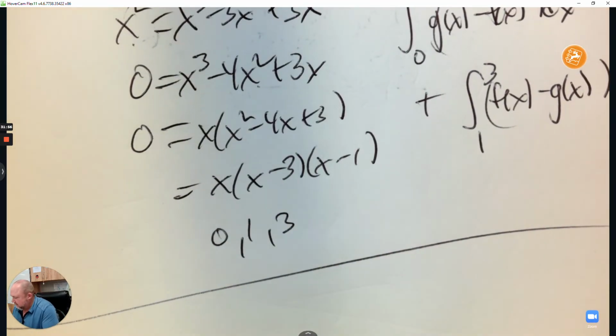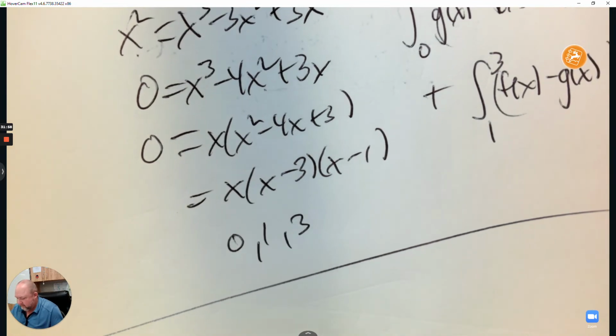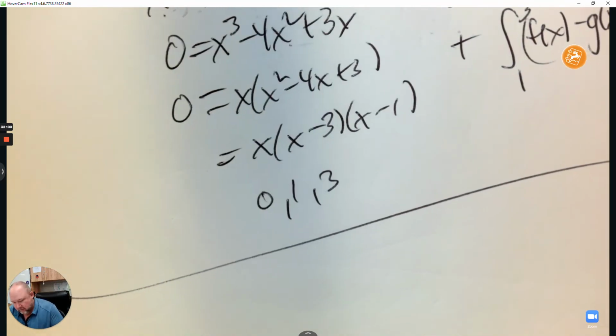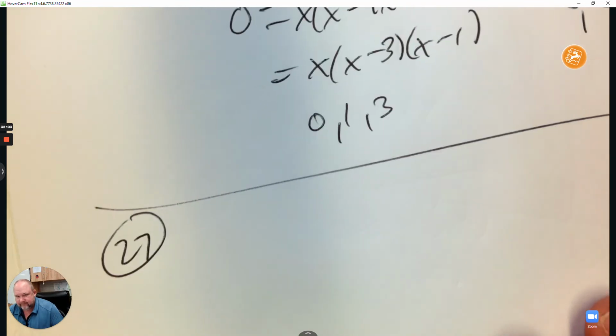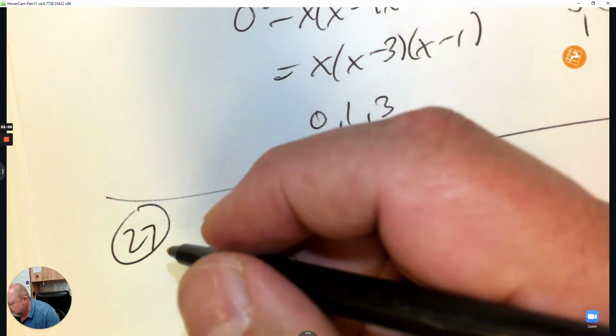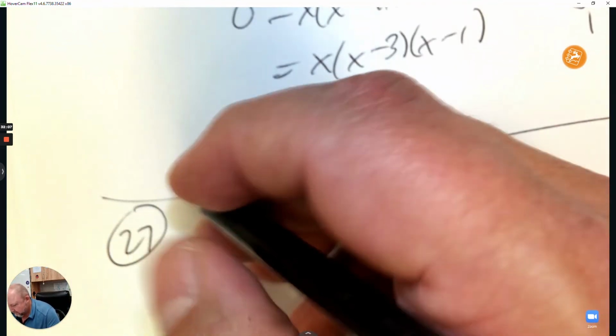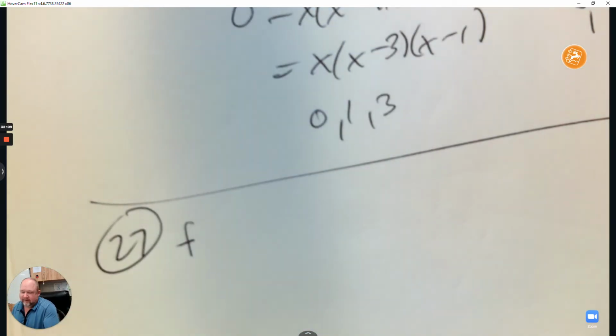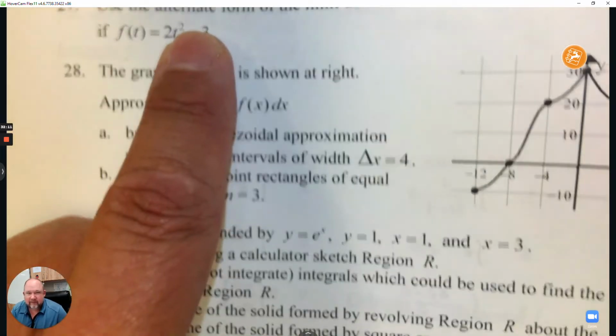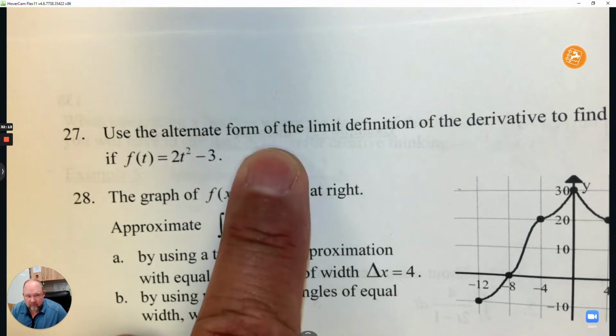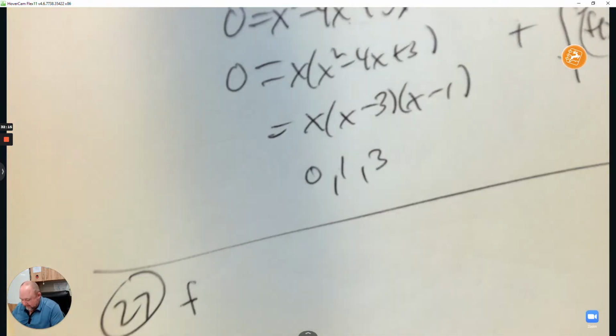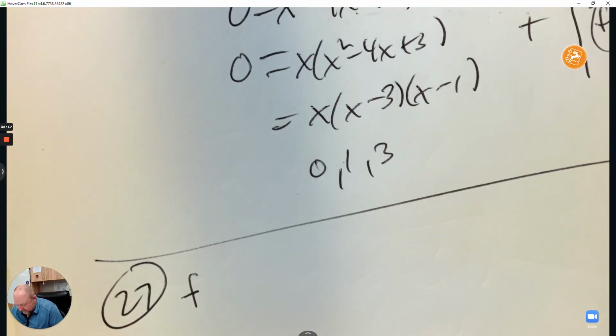27. Turn the page. All right, we're more than halfway done. We got this. 32 minutes in, all good. Use the alternate form. What? That was like a million years ago. So I'm going to give you advice. When something like this happens, go to the index, alternate form of a limit definition, and then go to the last page. And actually, I don't remember it.